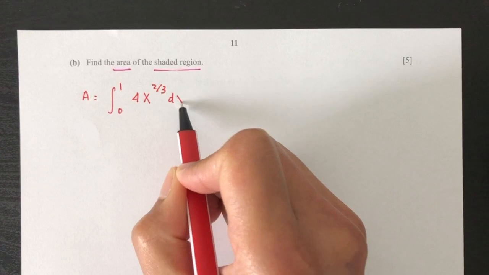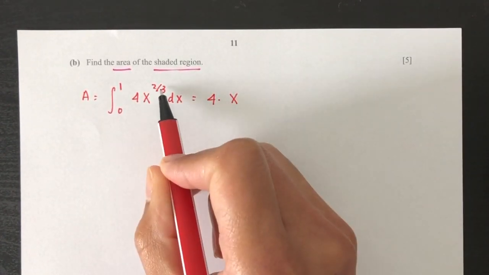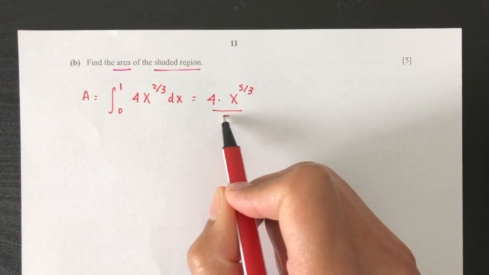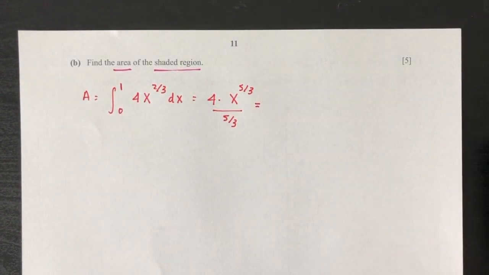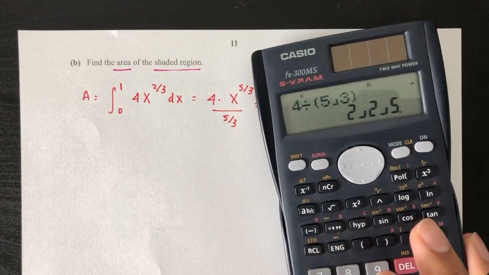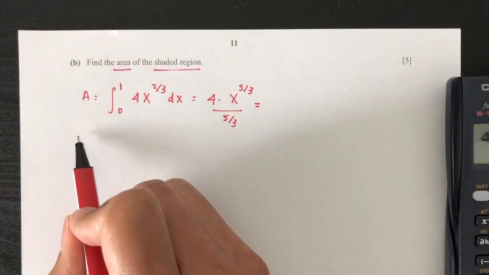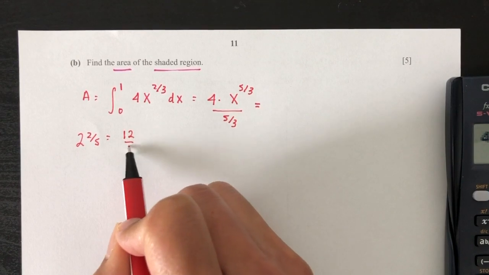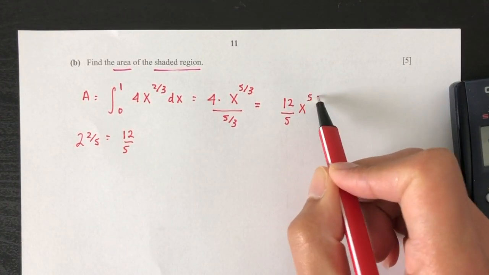That will be 4 times x. If you add 1 to the power, you will have x^(5/3) divided by 5 over 3. And then you have to simplify. So what is 4 divided by 5 over 3? That will be 4 times 3 over 5, which is 12 over 5. So 12 over 5 times x^(5/3).